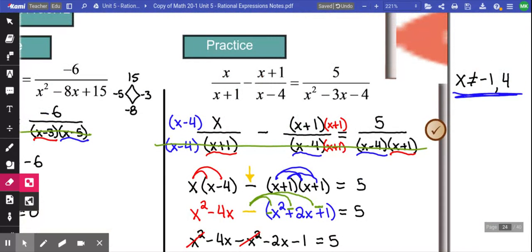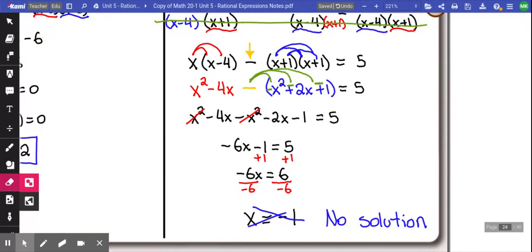So because it's a contradiction, I have to decline that answer. I put an x through it, basically saying it's a garbage answer. It's an extraneous root. And then I put no solution as my final answer. Awesome. That is solving rational equations.